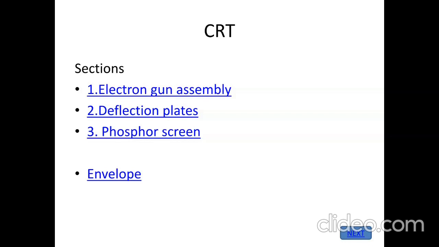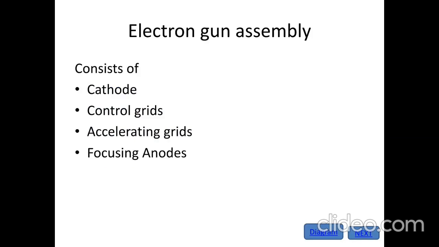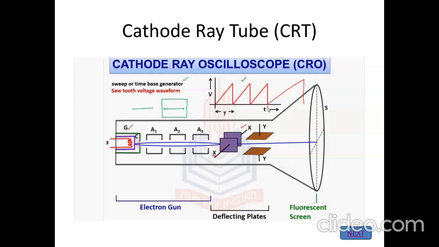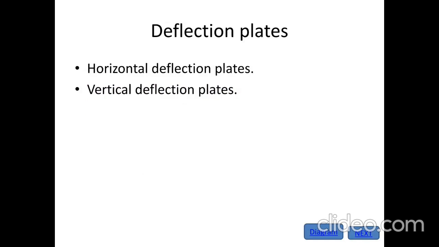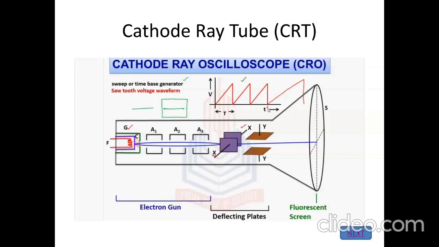So if you're going to see, the CRT contains the electron gun assembly, deflection plates, phosphorus screen, and envelope. The electron gun assembly will have cathodes, control grids, acceleration grid, and focusing anodes. The first four make up the electron gun. The next one, deflection plates, has horizontal deflection and vertical deflection. These two, X and Y, are your deflection plates. My electron beams pass through all these things in order to go to my screen.